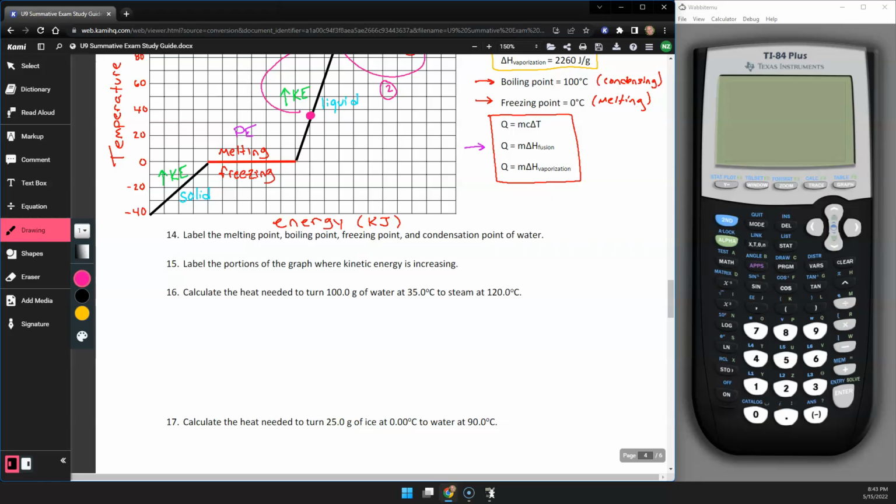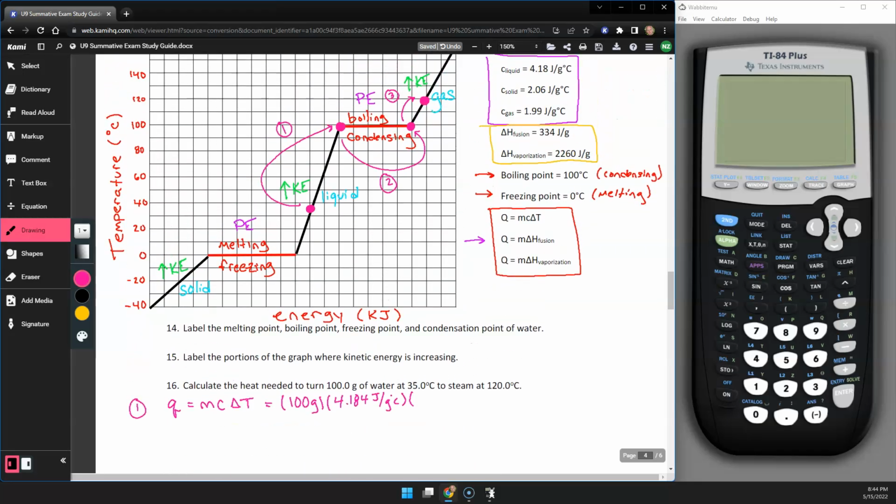So let's do this. For our first calculation, we need to calculate the amount of heat energy it takes to change the temperature. So Q equals mc delta T. This one's easy to remember because it's the only equation that has the change in temperature in it. So we have 100 grams of water. The specific heat of water as a liquid is 4.184 joules over grams degrees Celsius. And for our first calculation, we're going from 35 to 100, so it'll be 100 minus 35 degrees Celsius.